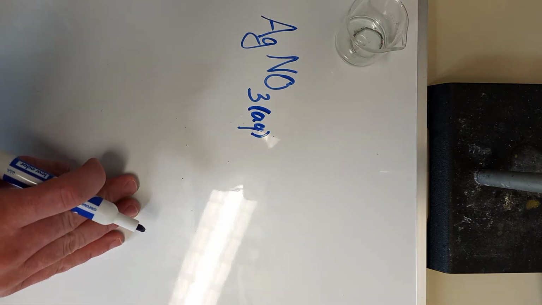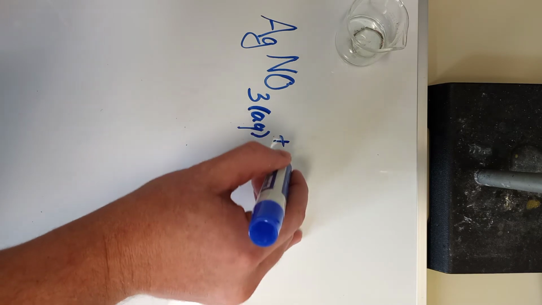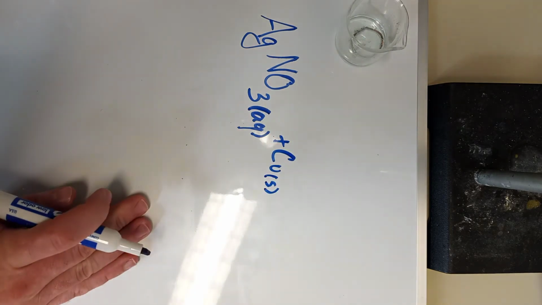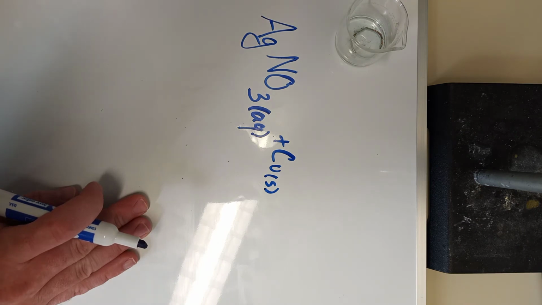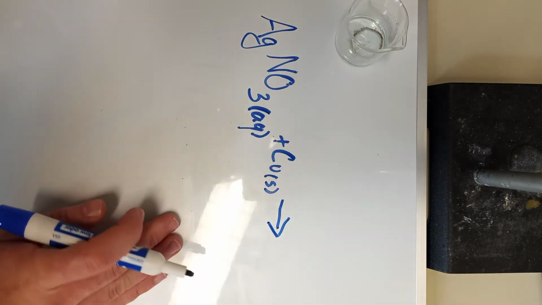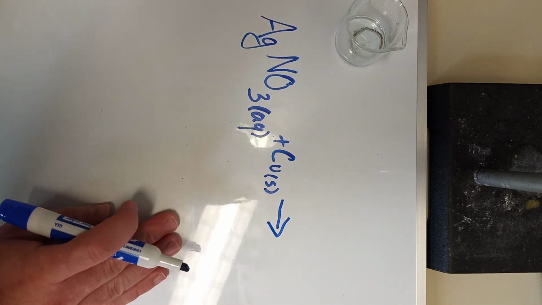Okay, and into that I put copper solid, Cu little s. Those are the things that are present before the reaction starts. Okay, now we need to look at what is present after the reaction.